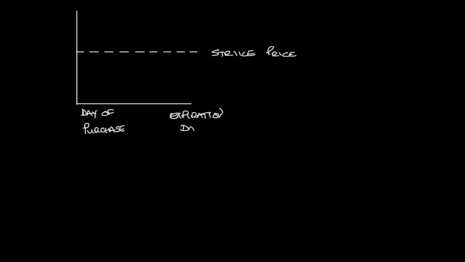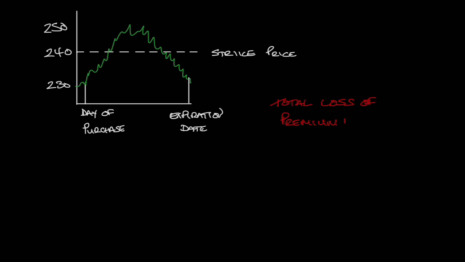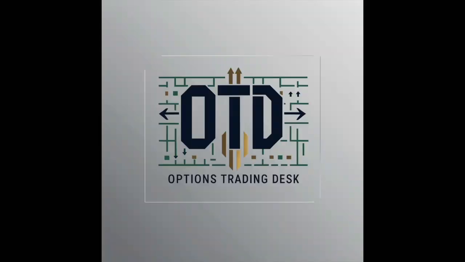Another scenario is the stock price finishes below the strike price of $240. In this example, we would lose the premium we paid for the option, so our maximum loss on this trade is $435. To sum it up, buying a call option is a way to potentially profit from a rising stock price with limited risk, the premium you pay. On the flip side, the seller collects the premium but takes on the risk of selling the stock if the price rises. That's the basics of a call option.